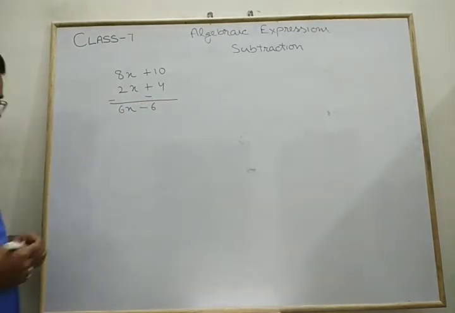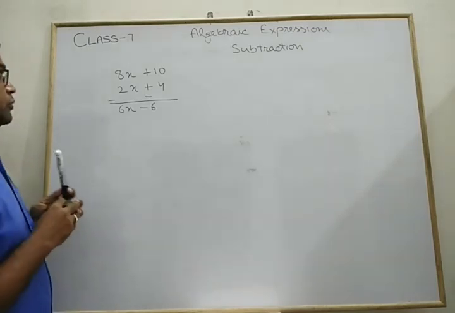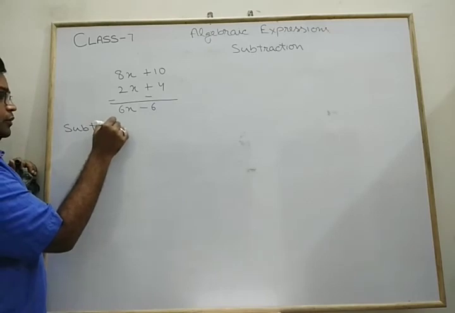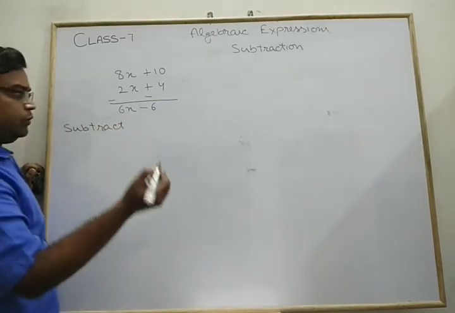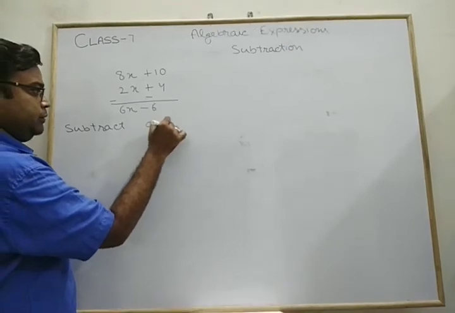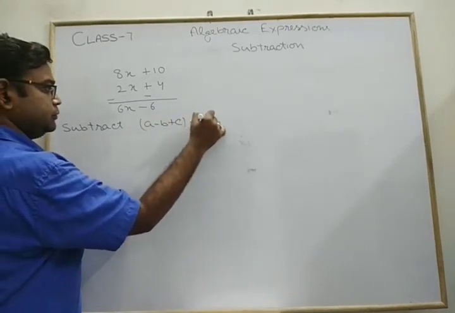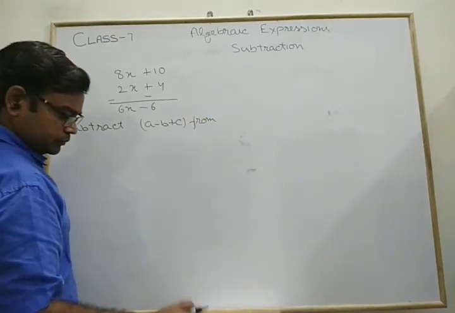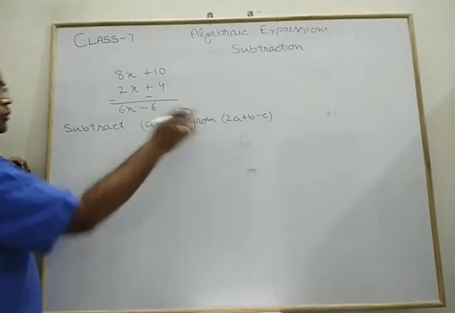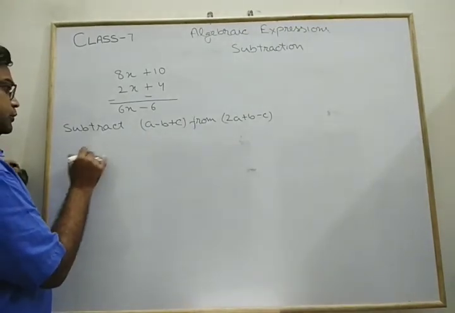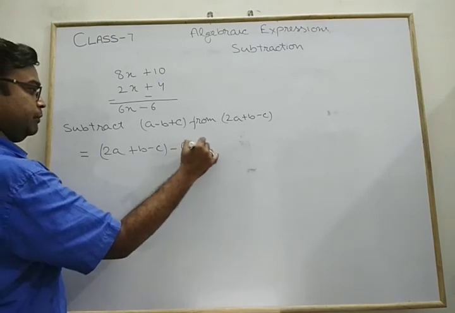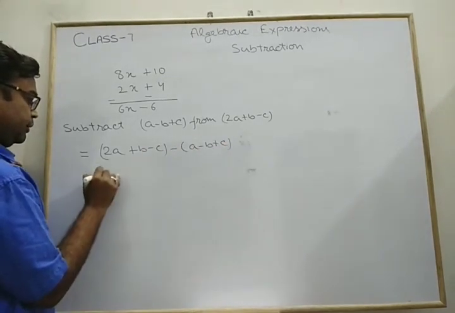And if it is given that subtract this from that, the question says subtract a minus b plus c from 2a plus b minus c. I am solving only one question, the rest you can easily solve. So how do we solve this one? We must write down the second part first, 2a plus b minus c within brackets, then write within brackets a minus b plus c. Now whenever we remove the bracket, what do we have?